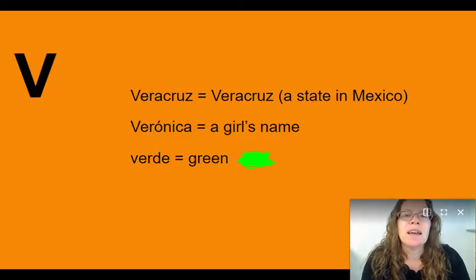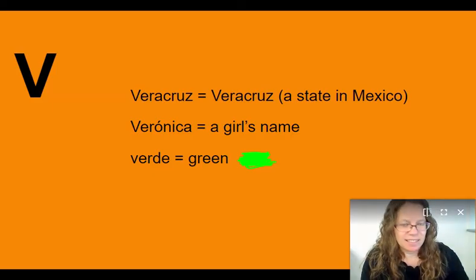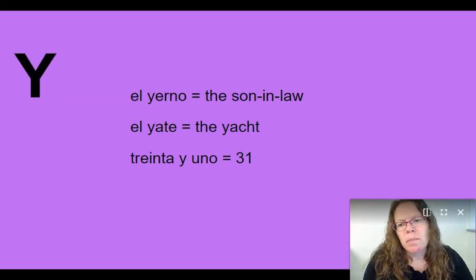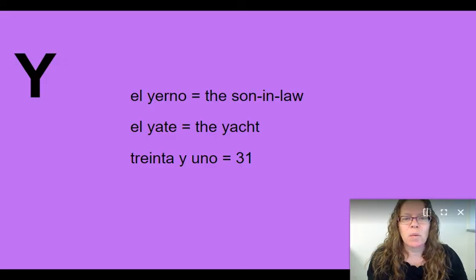Okay, so these words are Veracruz, Verónica, verde. The letter Y is really similar to English actually, because like the second one on my list, we would say yacht. In Spanish, it's yate. So it's the same thing. It sounds like y. But in Spanish, the letter Y by itself means and it's used in numbers as well. Like 31 is 30 and 1.